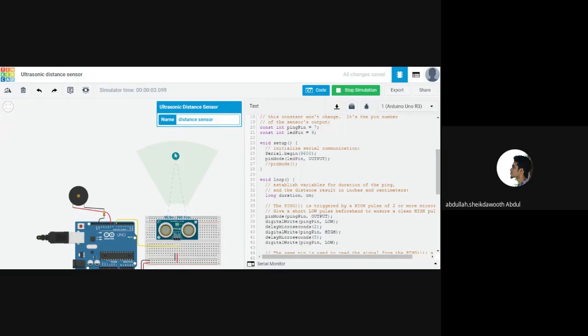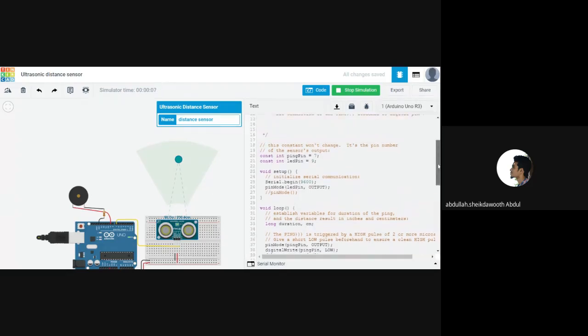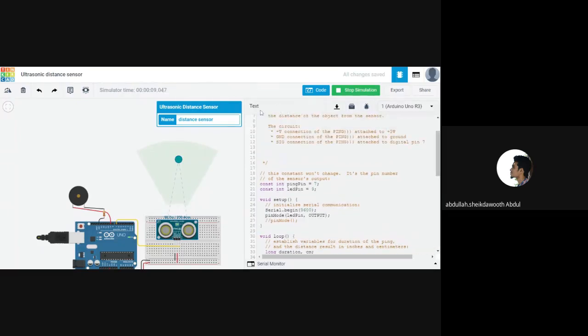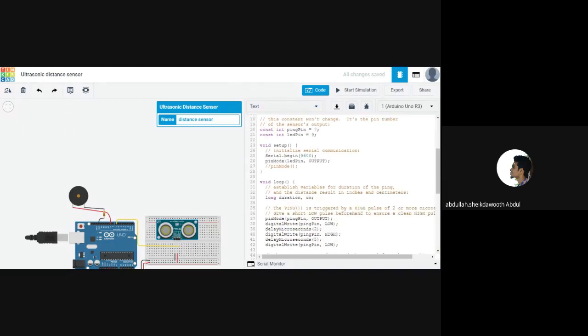As you can see, when I get close to the sensor, the buzzer starts making some disgusting noise. So this is the simulation part. The program can be written in many ways. I have chosen to write it in text format. We can also use blocks. Text format is quite easy if we are familiar with Arduino programming.